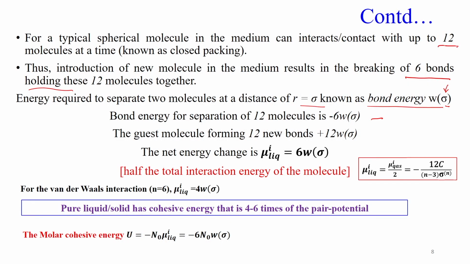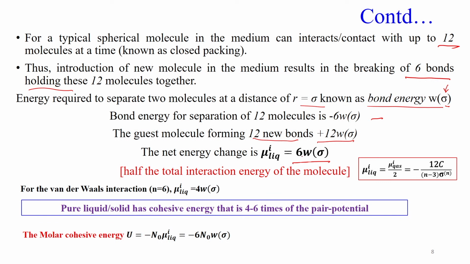Now, when the new molecule comes, it is again surrounded by 12 molecules, forming 12 different interactions, so 12 new bonds will be formed. The total bond energy, or self energy, will be 12 times the pair potential. So the net energy will be plus 12 minus 6, which is equal to 6 times the pair potential. This is a typical example which says that the self energy, or the bond energy, is about 6 times the pair potential, or interaction energy, between two molecules.